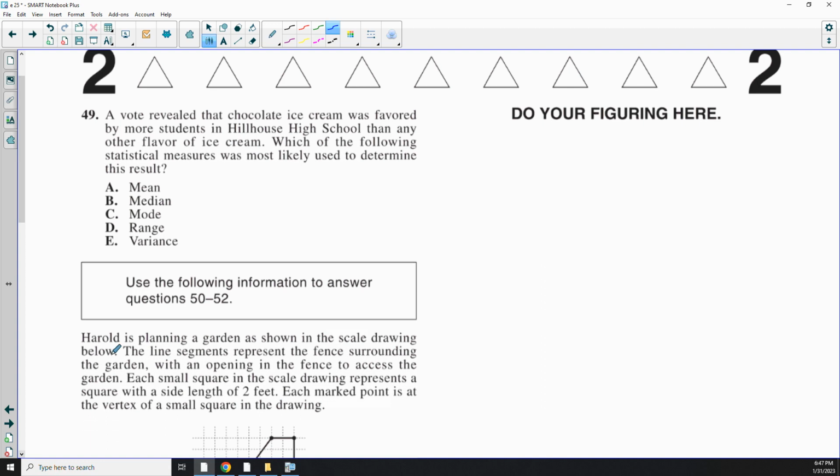This one's cool. A vote revealed that chocolate ice cream was chosen by more students than any other. Which of the following statistical measures was most likely to increase as a result? That would have to be the mode, because it was the most chosen ice cream. It was favored by more students.